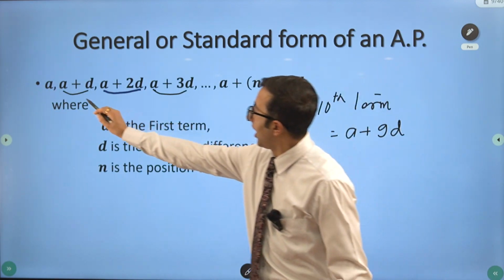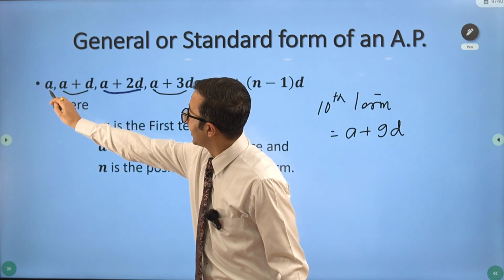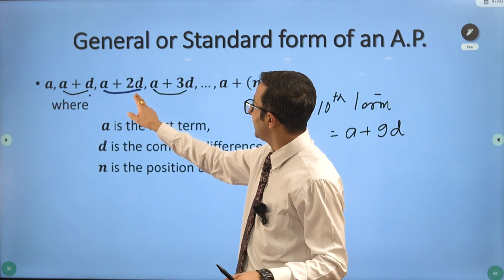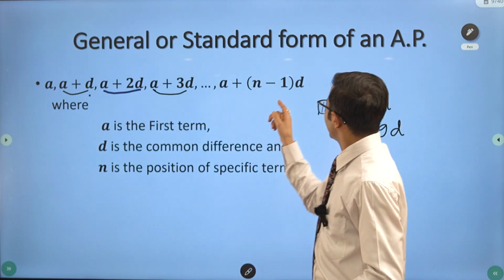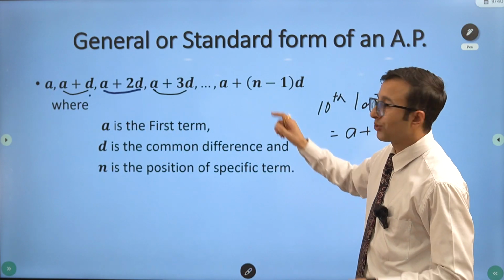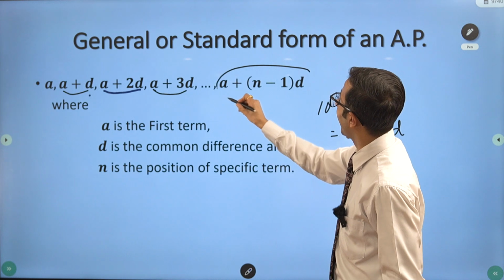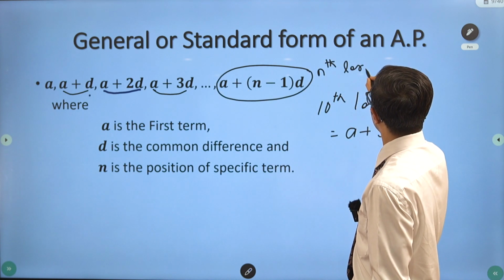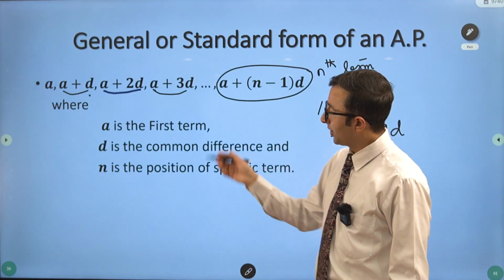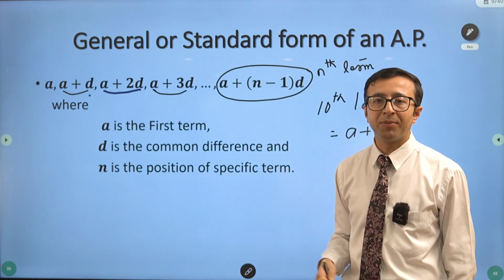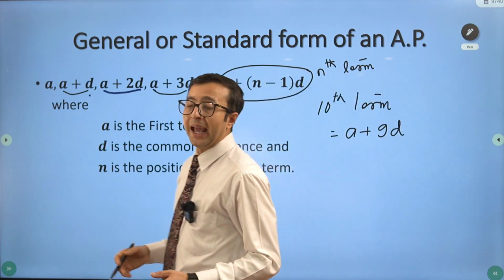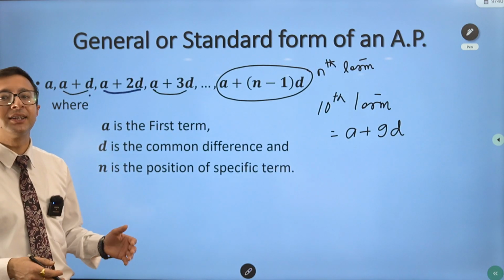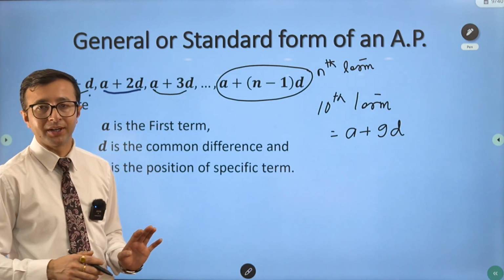You can see, how many d are there in the first term? 0. How many d are there in the second term? 1. How many d in the third term? 2. So how many d's are there? n minus 1. That means this is our nth term. So here you can say that a is the first term, d is the common difference, and what is this n? n represents the position of a particular term, or we used to say in an AP the number of terms in an AP. Clear or not?